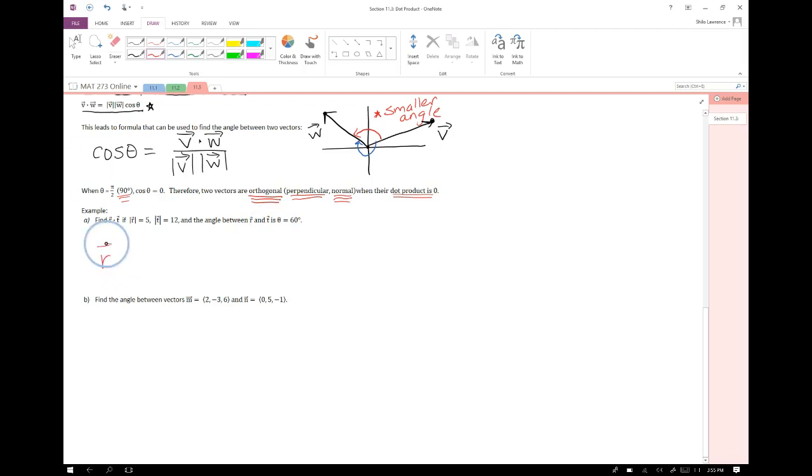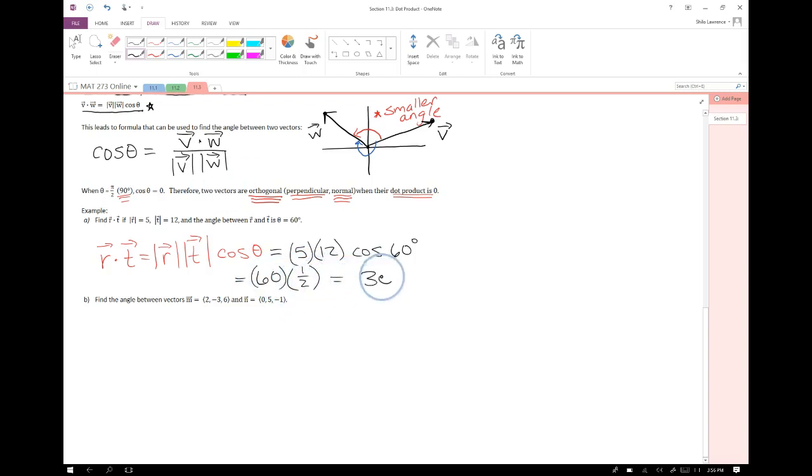So the geometric formula for dot product says we just have to multiply together the magnitude of r, the magnitude of t, and then the cosine of the angle between them. And we know all of those values. The magnitude of r is 5, the magnitude of t is 12, and the angle between them is 60 degrees. So 5 times 12 is 60, and then the cosine of 60 degrees is a half. So 60 times 1/2 is 30.